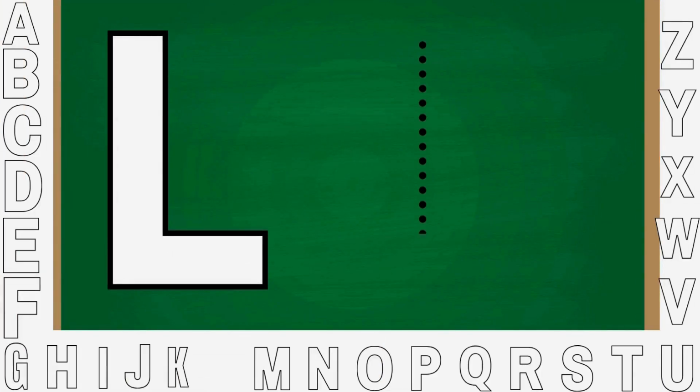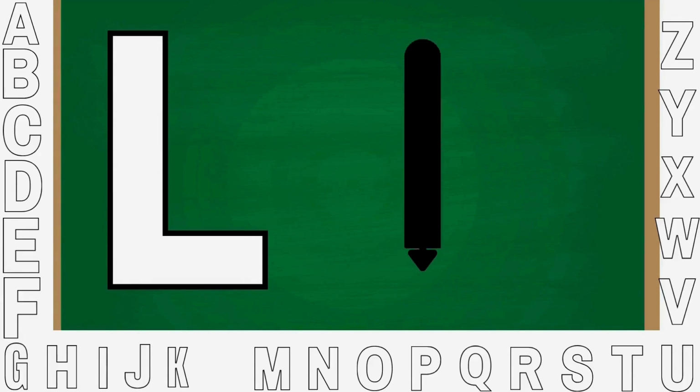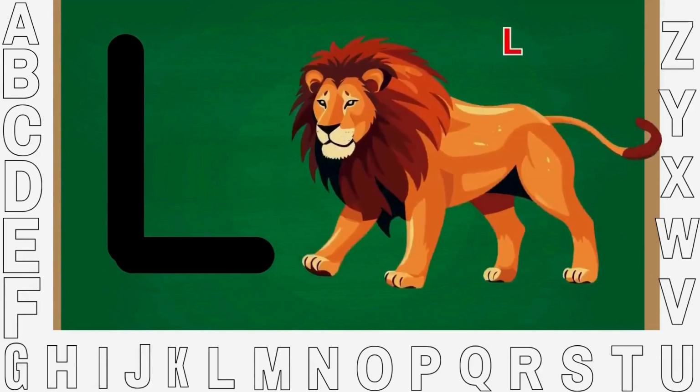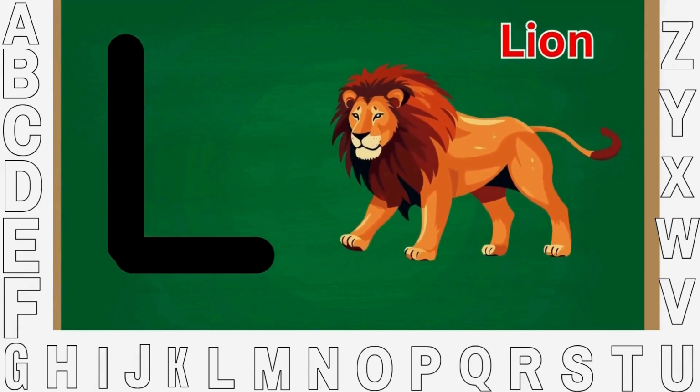L. Draw a vertical line. Add a horizontal line at the bottom. L. L is for lion.